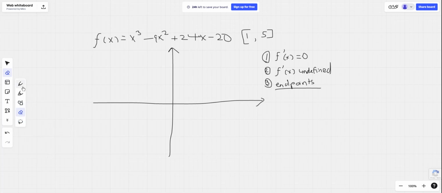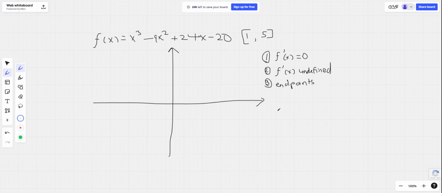And where the derivative is undefined, weird things can happen at that point, so you also have to check for mins and maxes there. And finally, endpoints. Technically the derivative doesn't exist at the endpoints if we restrict the domain like this, but just remember, endpoints you have to check. So let's take a look at this.